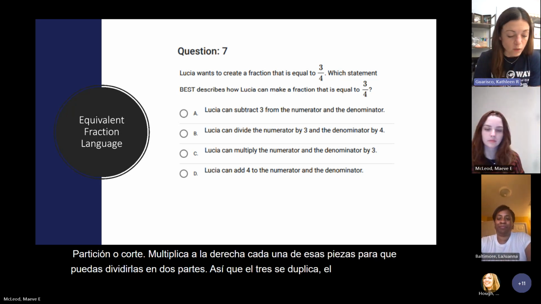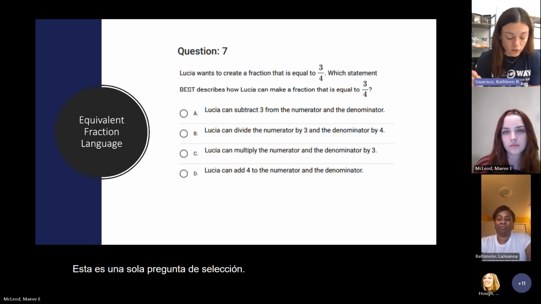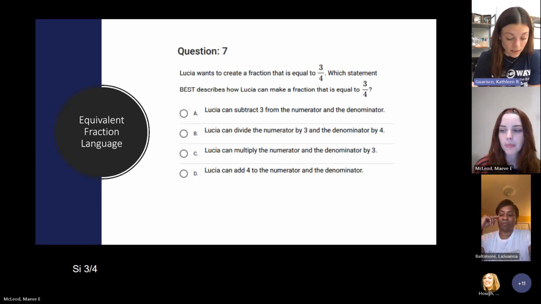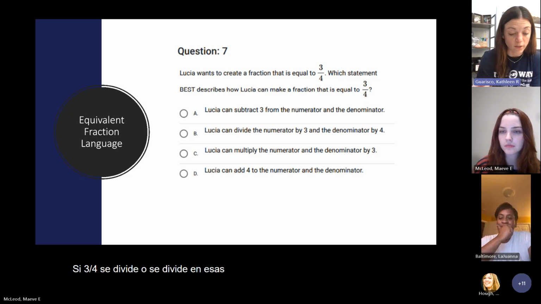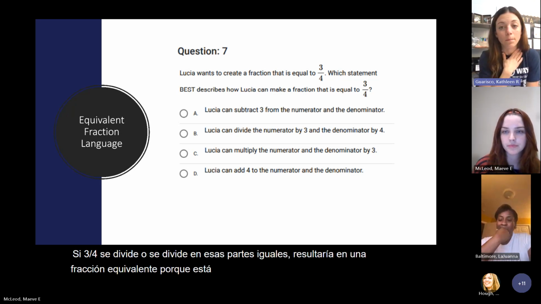This is a single select question. If 3/4 is partitioned or split into those equal parts, it would result in an equivalent fraction because you're multiplying the numerator and the denominator by 3.